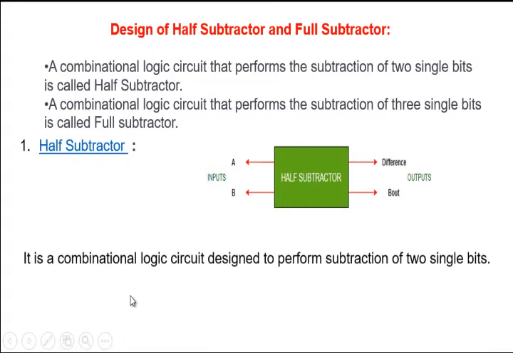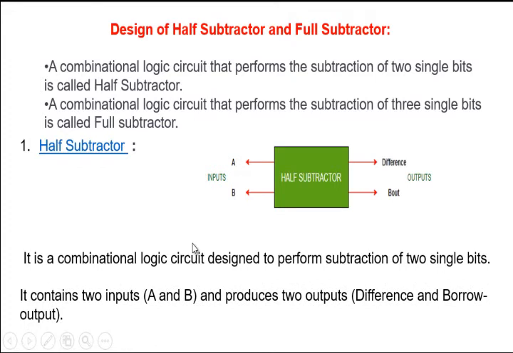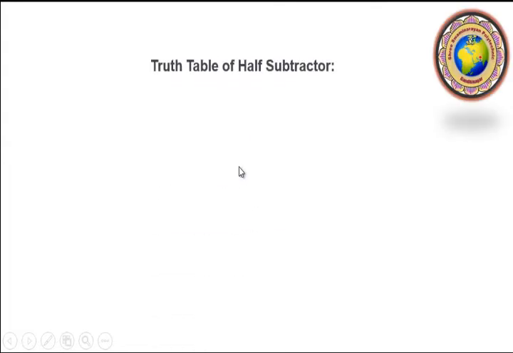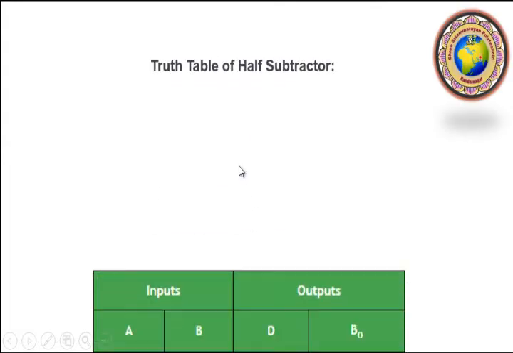So it is a combinational logic circuit designed to perform subtraction of two input bits, or two single bits. It contains two inputs, A and B, and produces two outputs: the difference and borrow. Okay, so here is the truth table of the half subtractor.